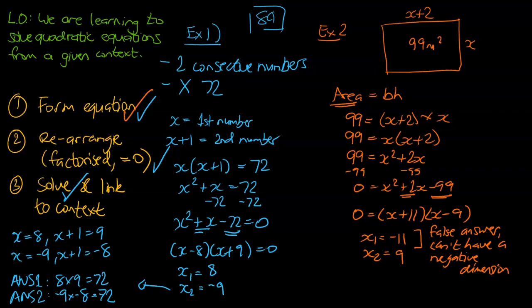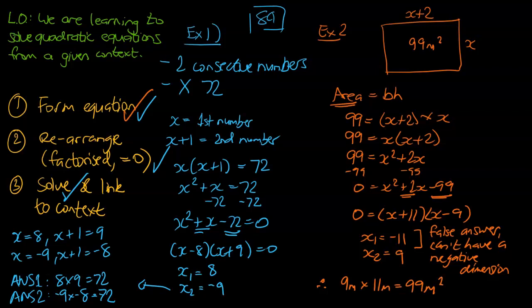And that means our final answer. So therefore, that shape is going to be 9 meters, which is the shorter side, going up and down, by 11 meters. And that would have got us to that area of 99 meters squared.